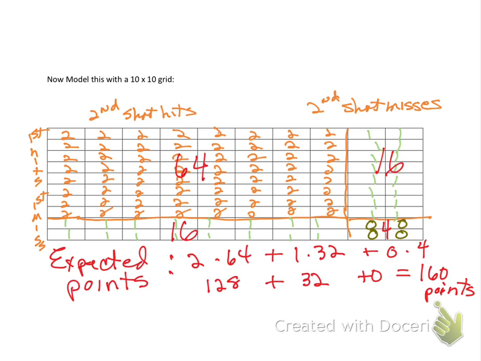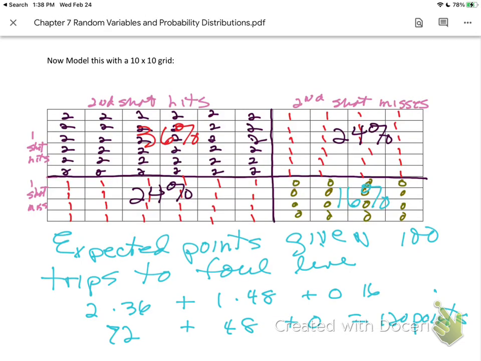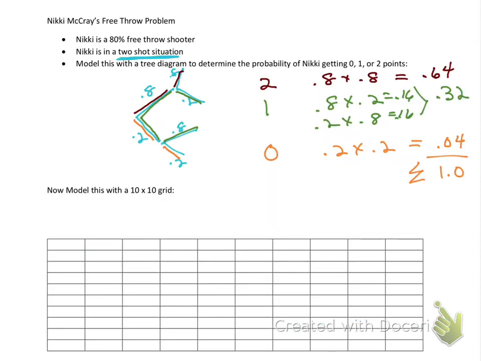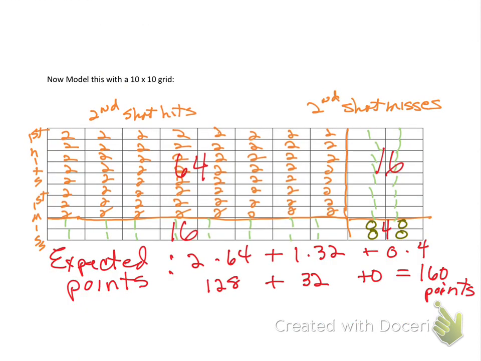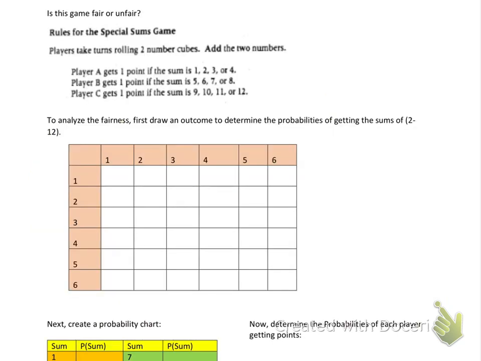So how does that compare with the other Nikki's? Let's go back for a second. Okay, Nikki's were 120 because remember she was a 60% foul shooter, and this Nikki's is going to be 160 because she is an 80% foul shooter. Okay, so that's one scenario, and we've done tree diagrams as well as this 10 by 10 grid.